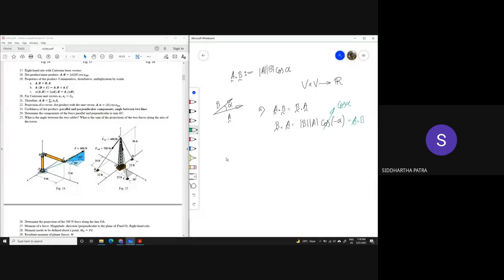Now, then there is a distributive rule for the dot product. But before going into that distributive rule, let's focus on the third one, which is multiplication with a scalar. If I multiply the dot product by a scalar, that is essentially equal to this dot product, or equal to this dot product right here.